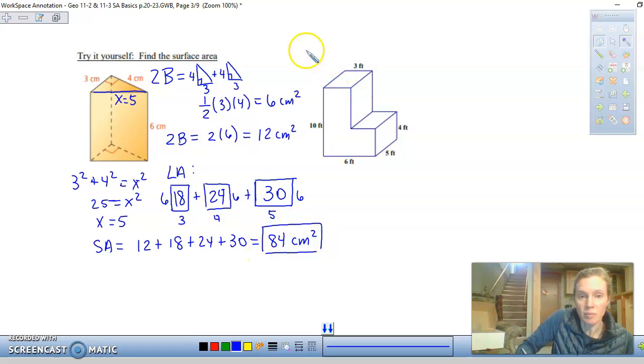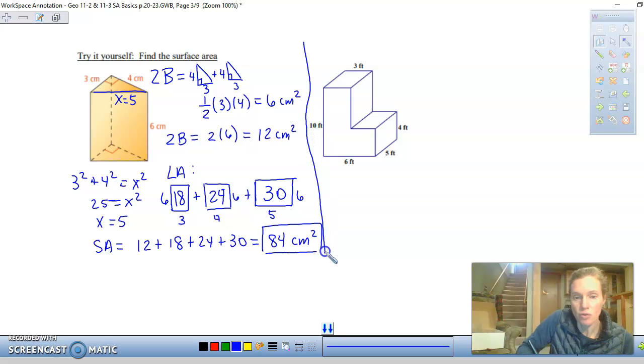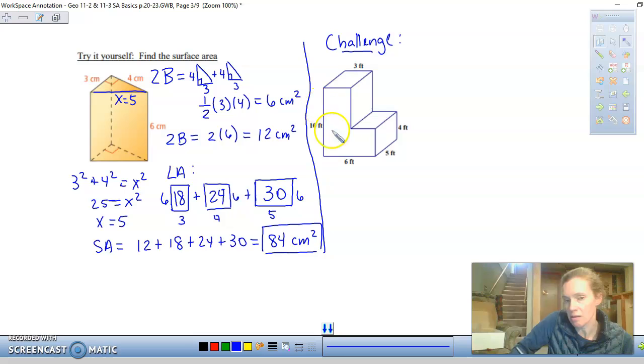Okay, if you want a little bit of a challenge, you can try this guy. This is definitely optional. Just be very careful because you do want to make sure you get every single surface. So like there's a surface back here, there's a surface on the bottom, there's another L-shaped in the back. So if you want to pause and give that a try, please do.